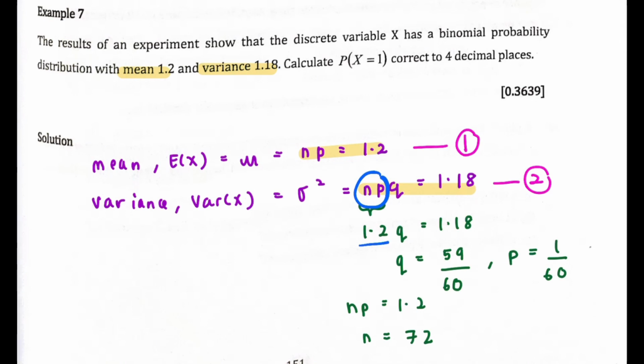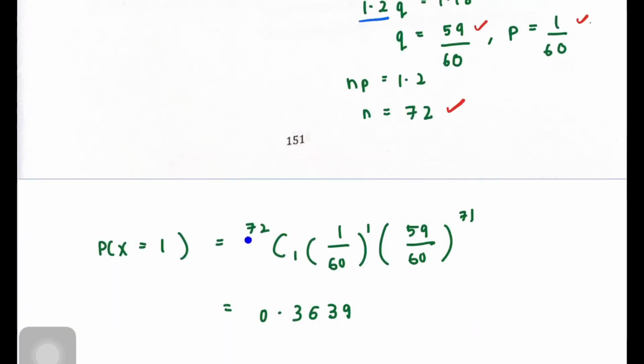Then at last, find the n value. From the first equation, you have np equal to 1.2. So just substitute p with 1 over 60. Then your n will be 72. So these are the three values that you have to find first. Then move to the question. The question asks for the probability X equals 1. So just substitute into the binomial formula: 72C1, p to the power of 1, q to the power of n minus 1. So you have the answer 0.3639.